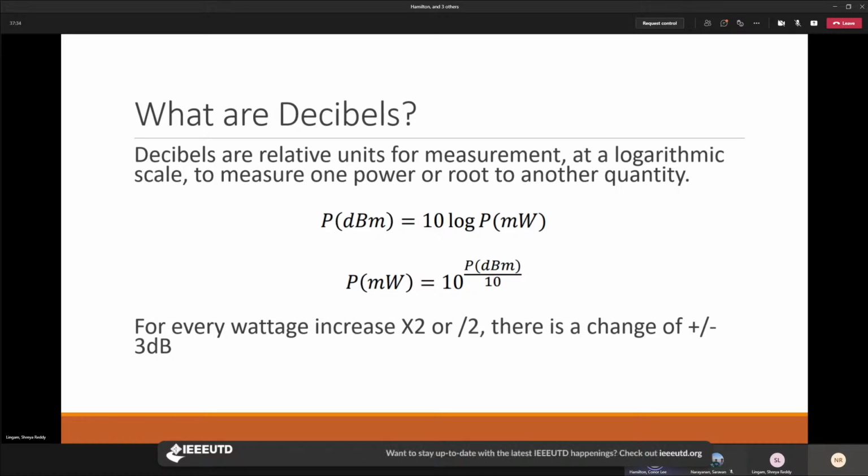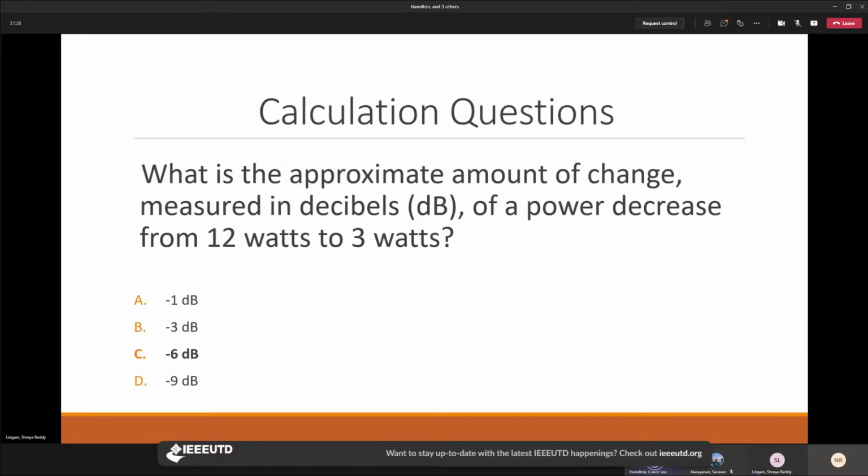So let's go back to the slide previous. We're going from 12 watts to 3 watts, right? 12 divided by 2 is 6, and then 6 divided by 2 is 3. So we've decreased by half twice. 2 times 3 is 6. We're going down, so that's in the negative direction, so minus dB. That'd be minus 6 dB.